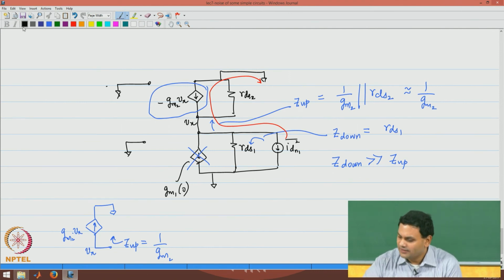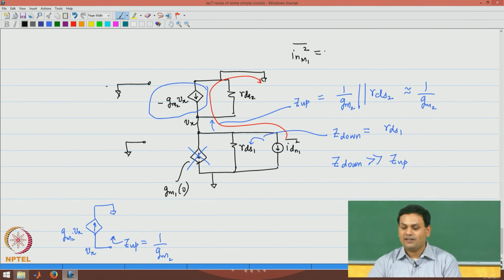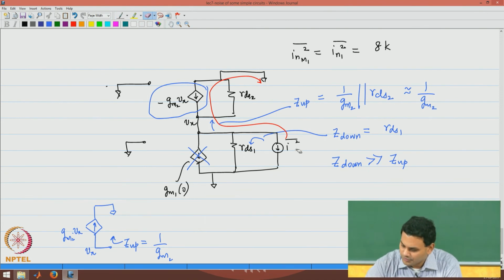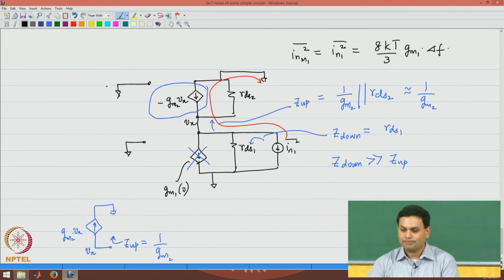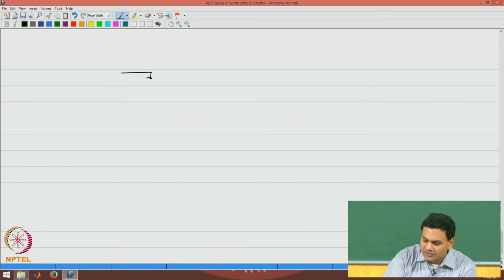This means that INM1 squared that we have been trying to calculate is simply IN1 squared, or IDN1 squared, which is 8 kT by 3 GM1 times delta F. What about ID2? Now, let us take that circuit.